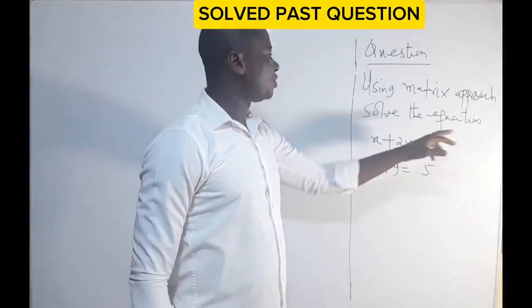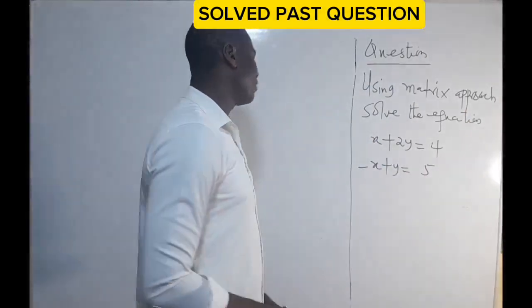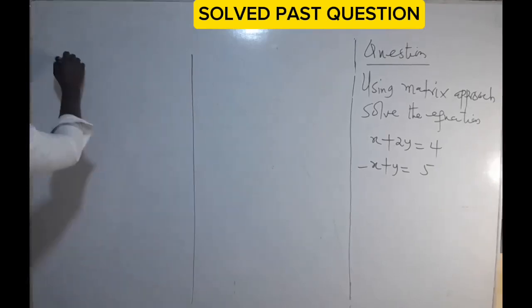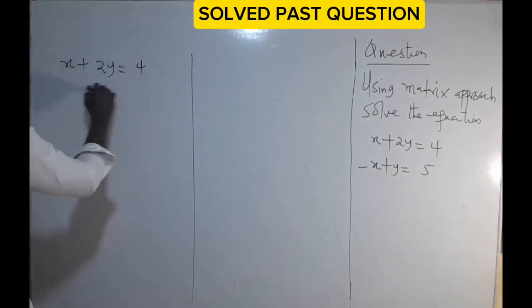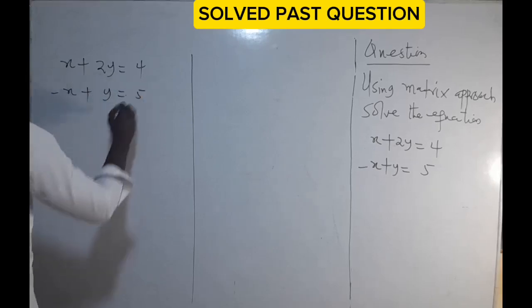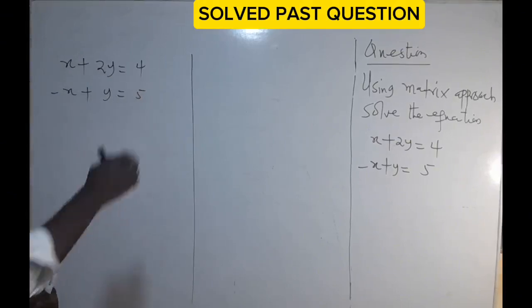Using the matrix approach, solve the equations x plus 2y equals 4 and minus x plus y equals 5. So this is a simultaneous equation. We have x plus 2y equals 4, then minus x plus y equals 5. This is what we are given to solve. We have to use the matrix approach.